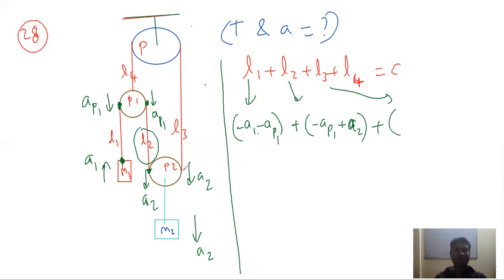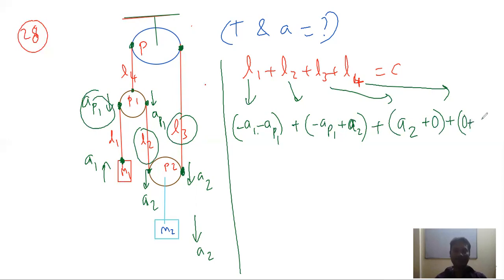L3 length, we have this point here, which is moving down, leading to increase in length of L3. For L3, the length increases as this point moves down. So increase in length means plus A2. This point is connected to fixed pulley. So plus 0. Finally, for L4, this point is connected to fixed point. So 0. And this point is moving down with acceleration AP1, leading to increase in length of L4. So plus AP1. So that is equal to derivative of constant, which is 0.